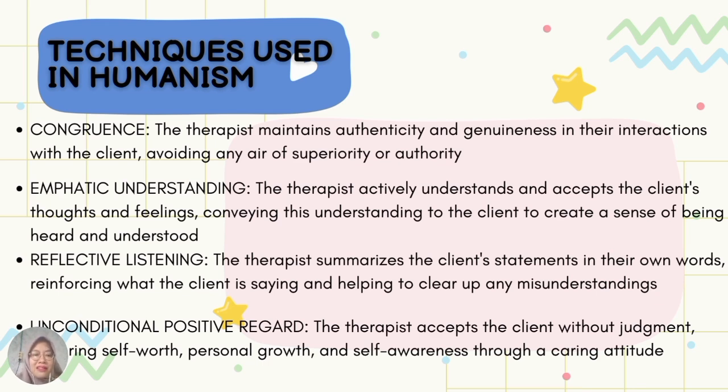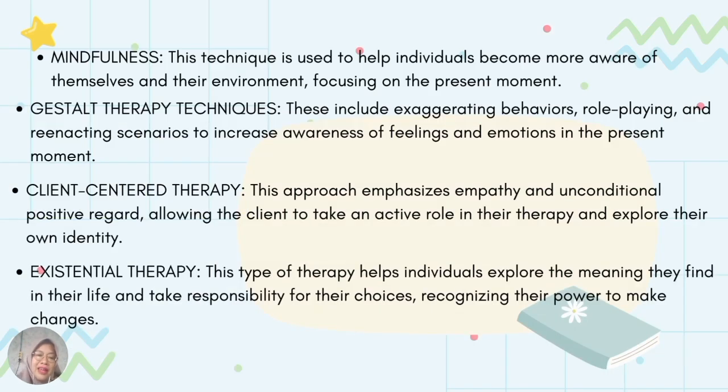And the next technique is reflective listening. In this technique, the therapist summarizes the client's statement in their own words, reinforcing what the client is saying and helping to clear up any misunderstanding. And then, unconditional positive regard. In this technique, the therapist accepts the client without judgment, fostering self-worth, personal growth, and self-awareness through a caring attitude. And the next technique is mindfulness. This technique is used to help individuals become more aware of themselves and their environment, focusing on the present moment.